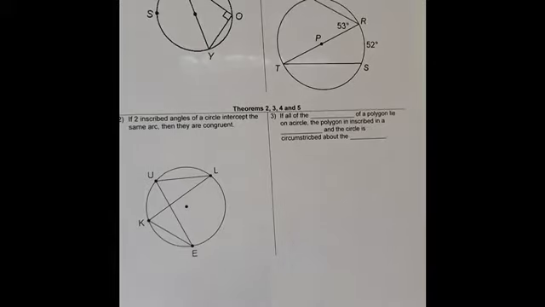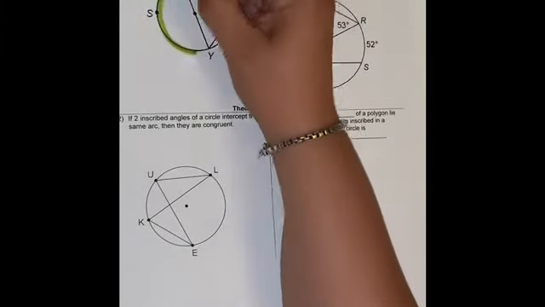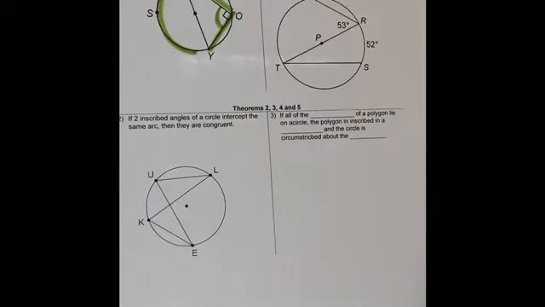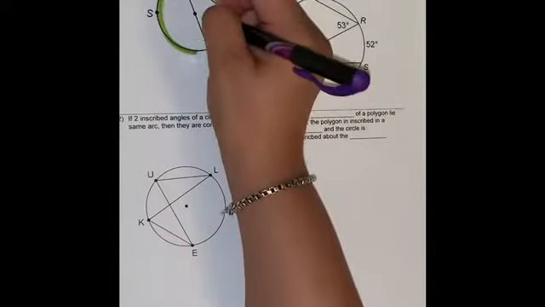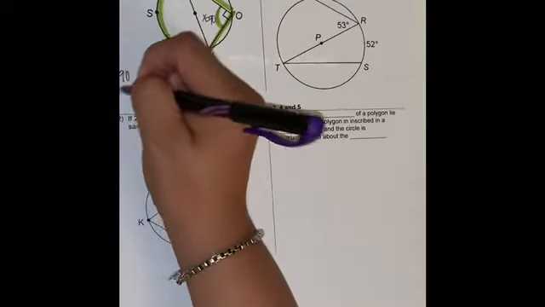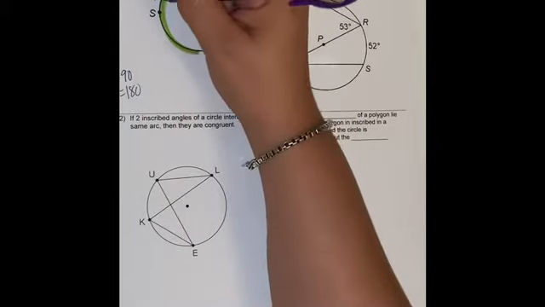We're going to look at the measure of TSY. So this is arc TSY. That means that TOY is going to be x. So x equals 90. 2x is going to be equal 180. So this arc is 180.